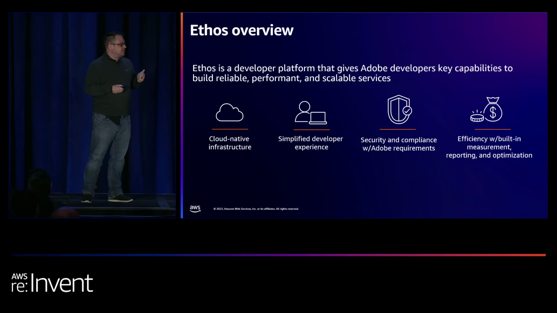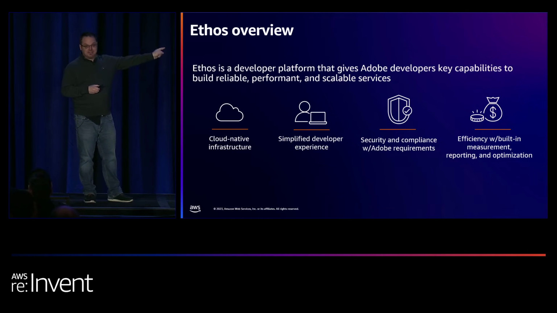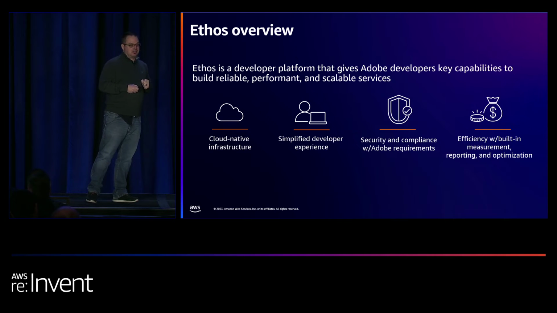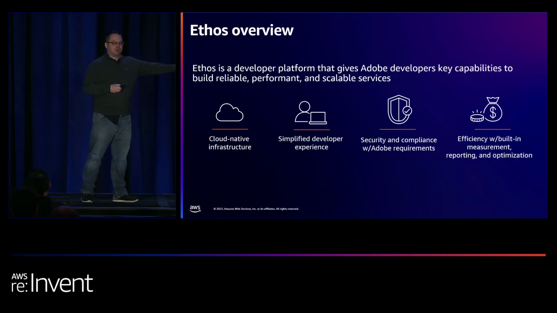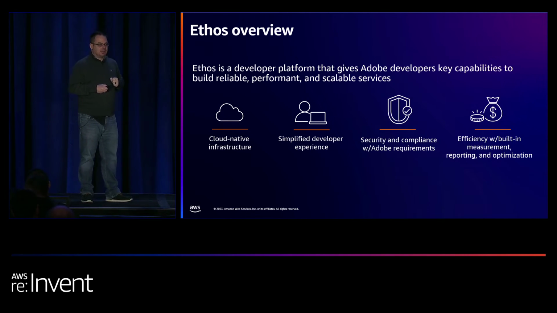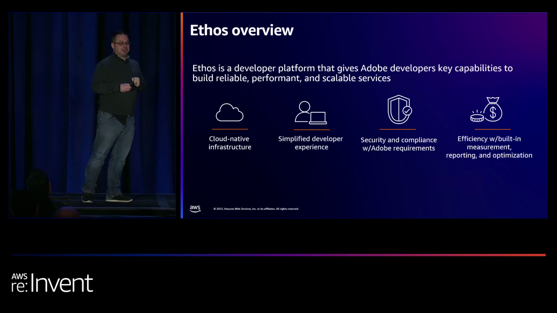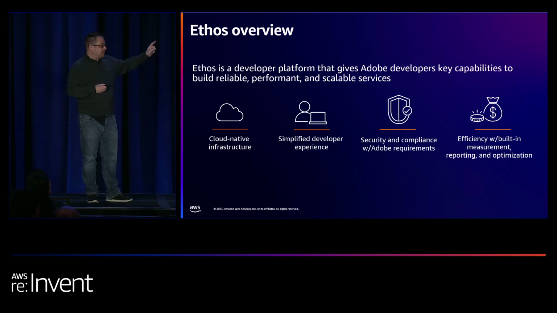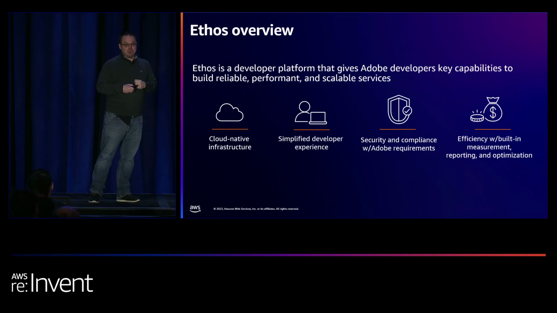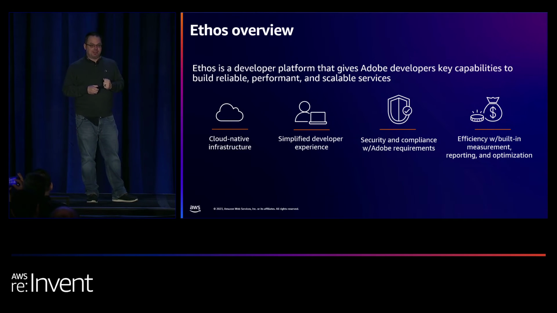What Ethos tries to do is expose capabilities so developers don't need to think about any of these things. They don't need to think about how to run cloud infrastructure at scale. They don't need to think about how they onboard and create a CI/CD pipeline. They certainly don't want to think about security and compliance. And last but not least, I don't know any developer that loves to do cost efficiency. What they want is to have a platform make those decisions on their behalf without any input. Ethos achieves all of these.